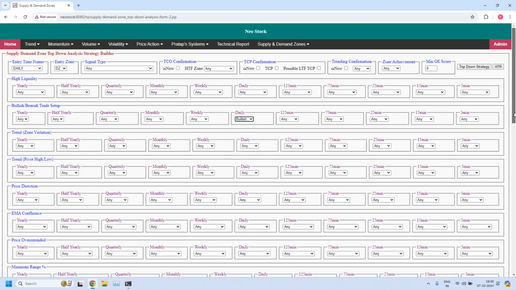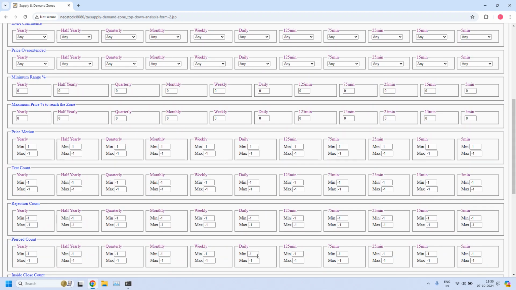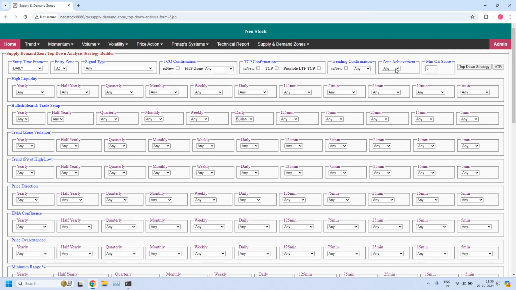The daily demand zone should not be pierced. So in the pierced count daily time frame, setting minimum value 0, maximum value 0. That means zone pierced count is 0. Pierced count 0 means zone is not pierced. And zone achievement should always be violated opposing zone. Minimum odd enhancer score should be 12 for bullish or bearish trade setup.